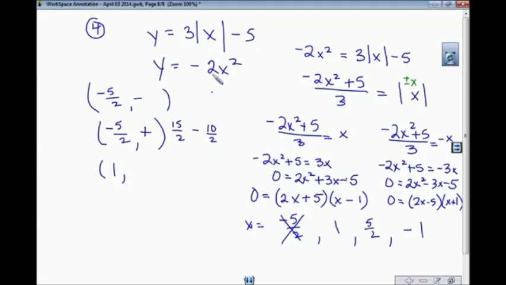Plug in 1, get out negative 2. Plug in 1, get out negative 2. Works.